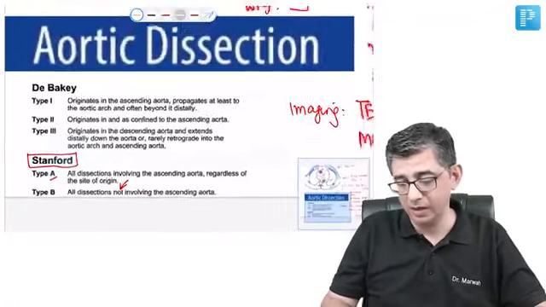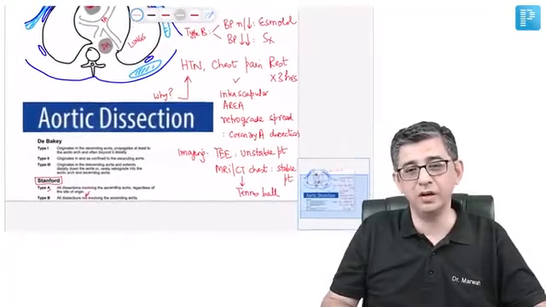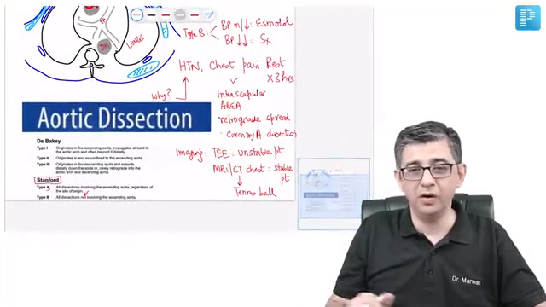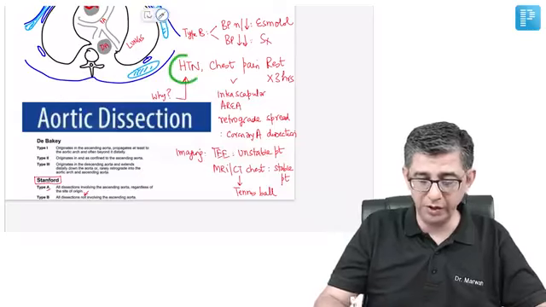And the only reason why this question can go wrong, everything is very characteristic, tennis ball appearance or chest pain in the interscapular area. The usual reason I find it goes wrong is the etiology part.